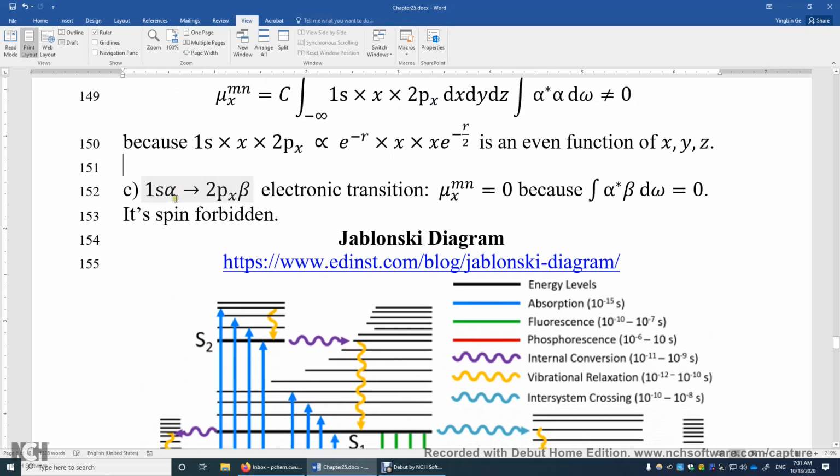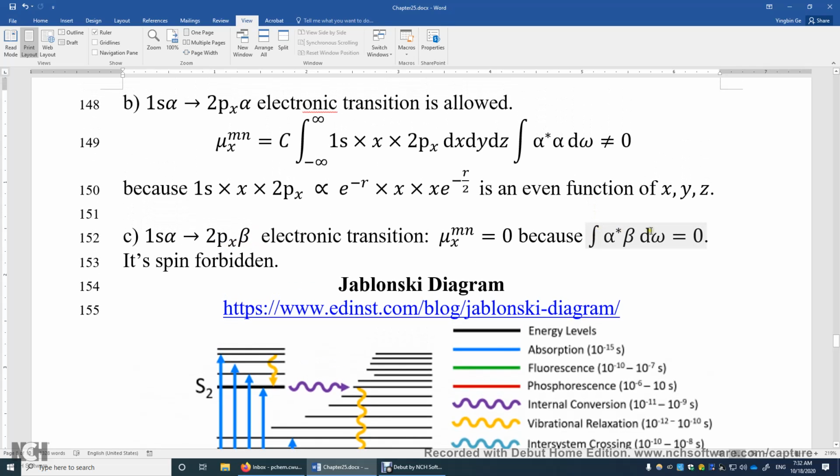What if we have this electron with initially alpha spin and finally beta spin? Is this transition allowed or forbidden? Well, this is strictly forbidden because the integral of the complex conjugate of alpha times beta is 0. The integral of the complex conjugate of beta times alpha is also 0. So spin flip is strictly forbidden in an electronic transition.